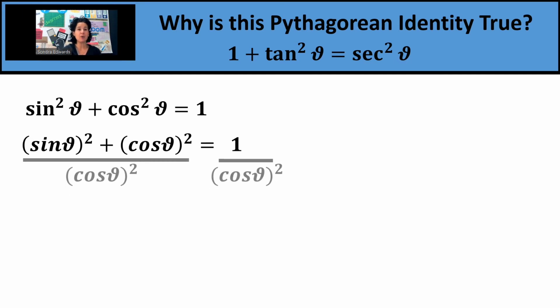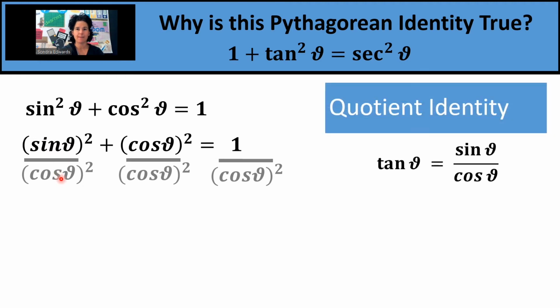If you divide both sides by cosine squared, dividing that left side by cosine theta squared is the same thing as dividing each term by cosine of theta squared. Now we just need to simplify each one of these terms. Let's start with that first term there. Let's start with sine of theta squared over cosine of theta squared. That should remind you of the quotient identity. Tangent of theta is equal to sine theta over cosine of theta.